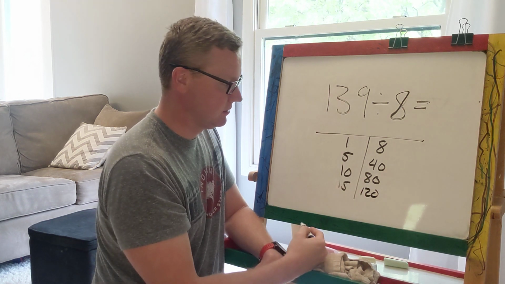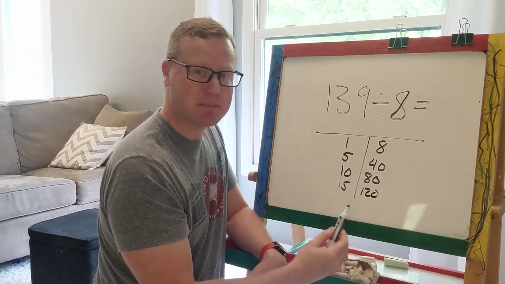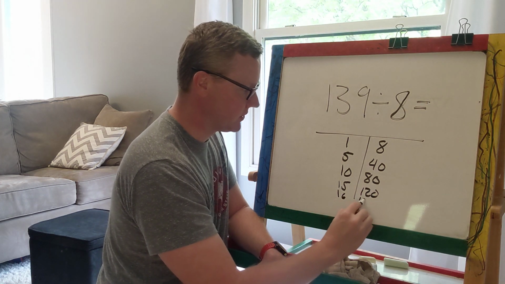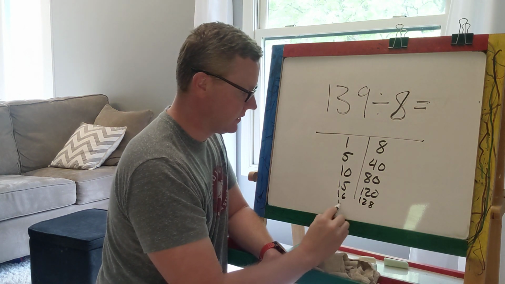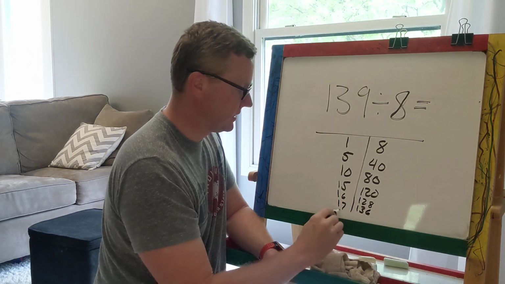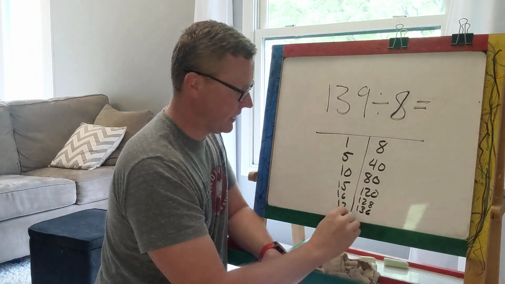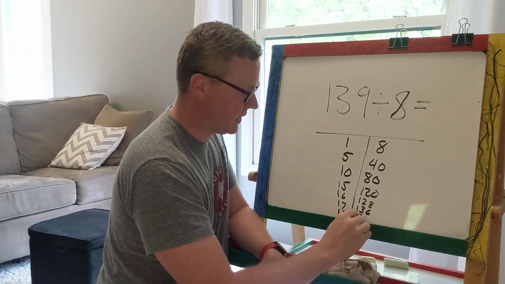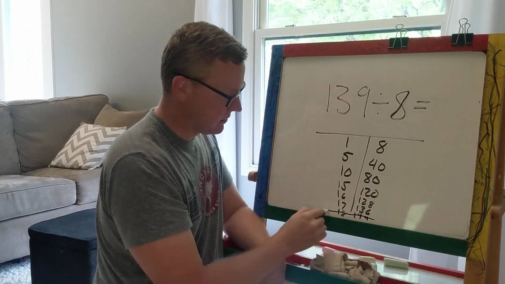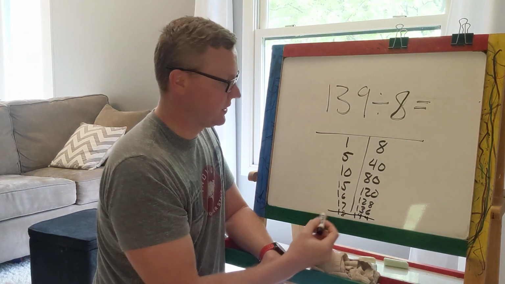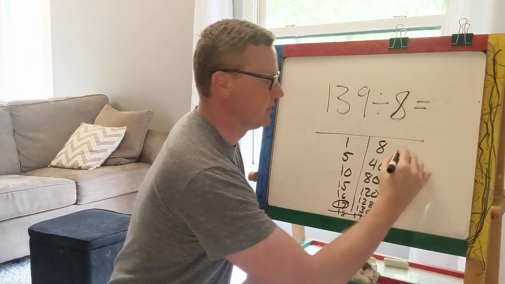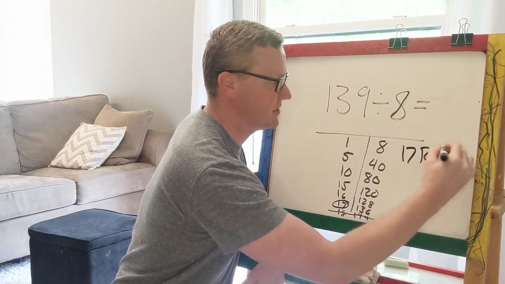That's looking pretty close. Since we're so close, now I just might go by ones. 16 is 128. 17 is 136. 18 is 144. That's too high. I know my writing's small down there. So we know that it's 17, but these numbers don't match exactly. So I'm going to have 17 remainder something.